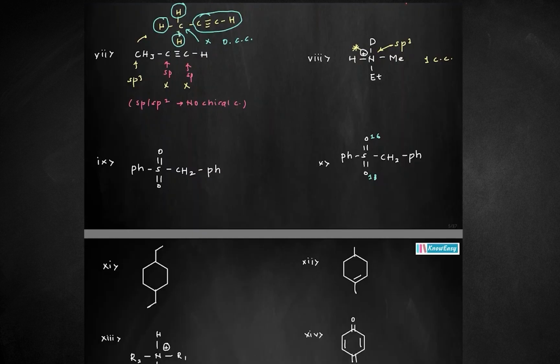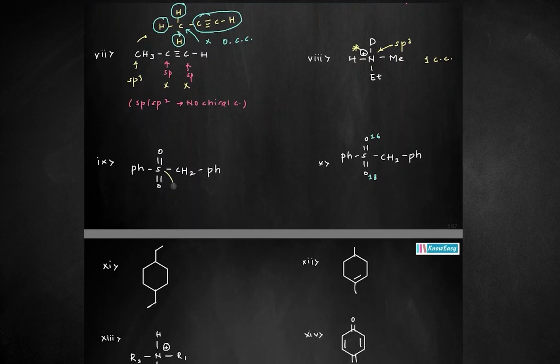Clear? Now look at question number 9. This sulfur is sp3 hybridized. This carbon is also sp3 hybridized, but it has 2 hydrogens. That means all the groups are not different. So we will not consider this. But look at the sulfur, is it sp3 hybridized? Now check parts 1, 2, 3 and 4. But these 2 valencies, oxygen and oxygen, are the same.